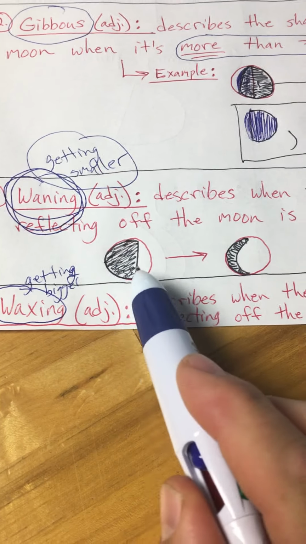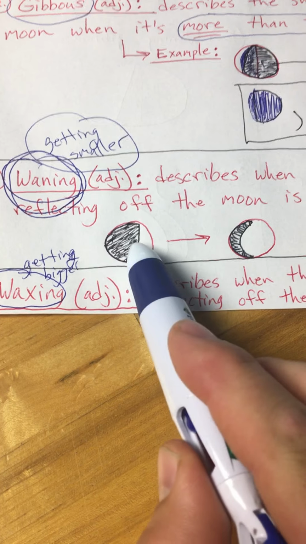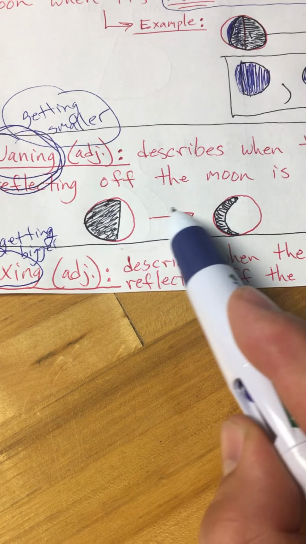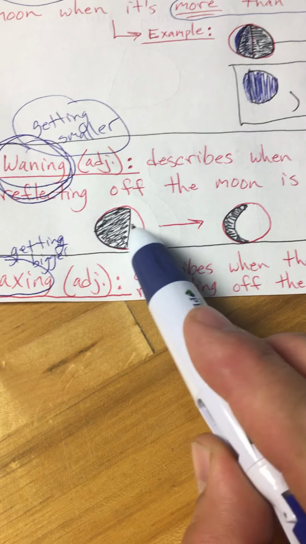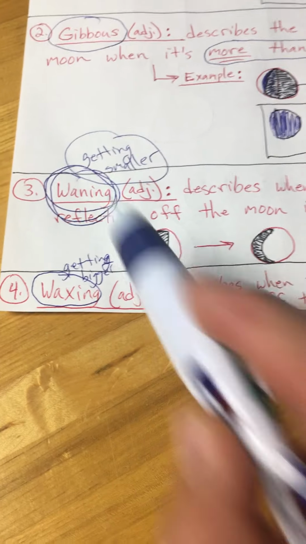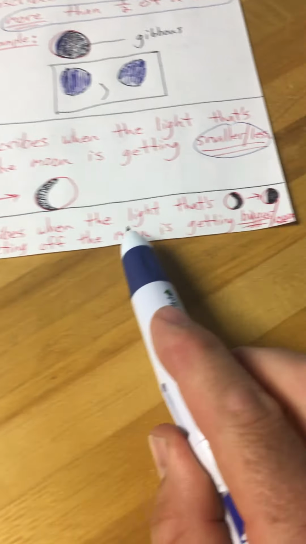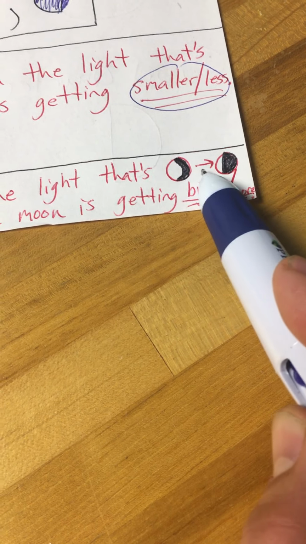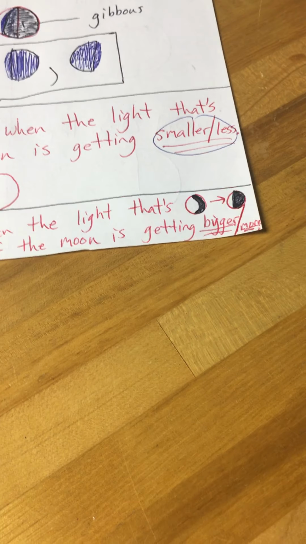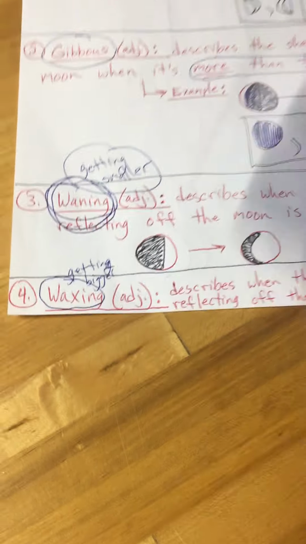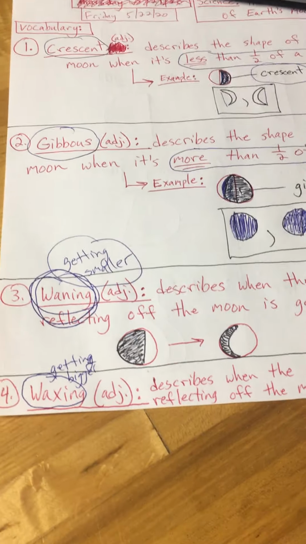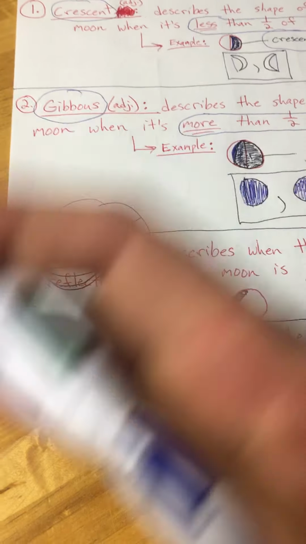So let's look at waning. It's getting smaller, right? It starts as a gibbous, and then it gets smaller into a crescent. See how the amount of light, the black part here, is getting smaller. That would be a waning moon. Waxing is the opposite. It's when it's getting bigger. It starts as a crescent, and then it gets bigger to a gibbous. There's more light. So waxing would be getting bigger, more light showing. Every day it's getting bigger and bigger and bigger. When it's waning, it's getting smaller and smaller and smaller every day.